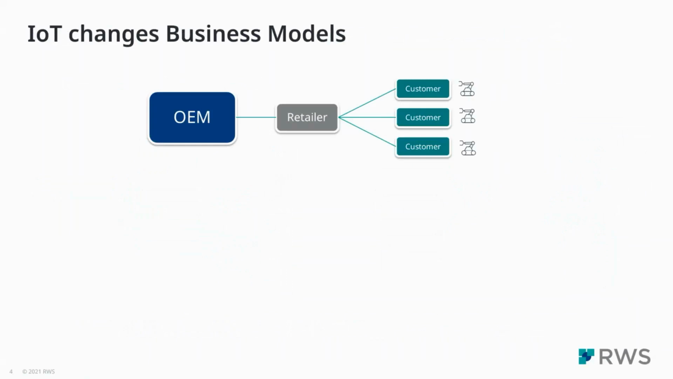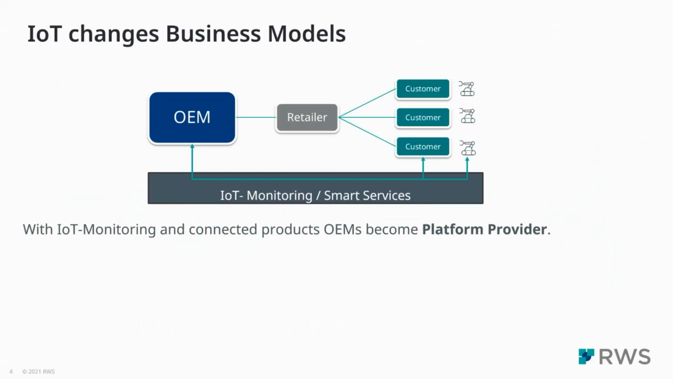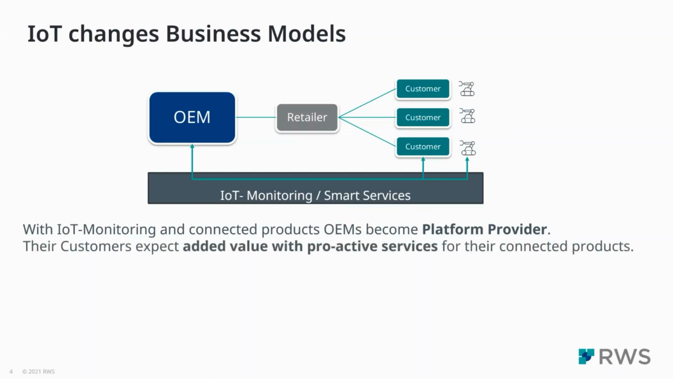This is now changing with IoT. An OEM that wants to stay on the market and lead in its market segment has to implement some kind of IoT monitoring. They have to connect their products and, based on that, offer smart services. With that IoT platform and the connected products, these OEMs become platform providers. They might not change their model, right? They still need retailers and might still take advantage of those retailers to provide services.